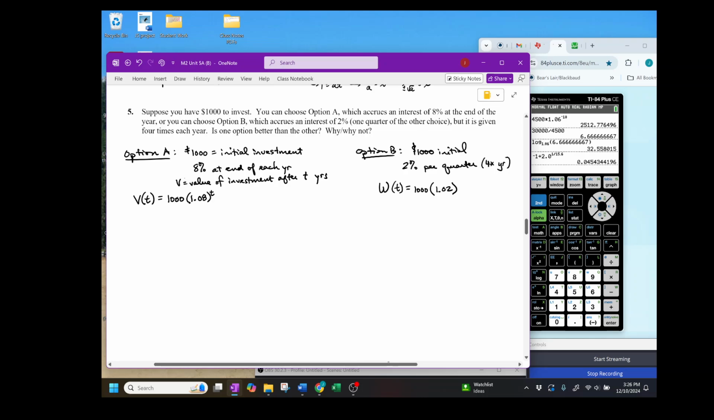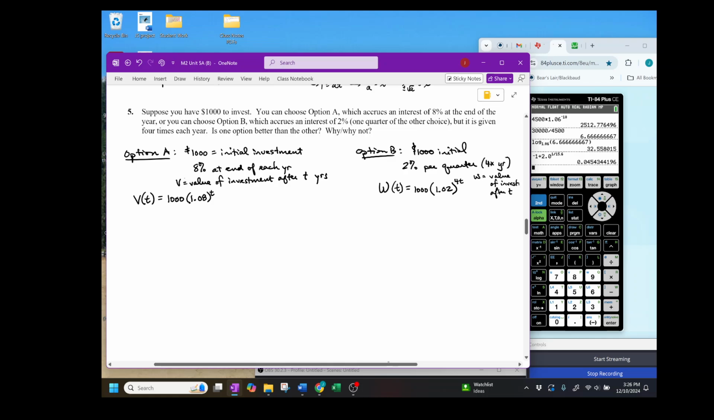Now, if we want T to be the number of years, then we really need this to be, well, if I plug in 1, then it's been compounded 4 times. So I need it to be 4 times T here. Because after 1 year, it's already been compounded 4 times. After 2 years, it's been compounded 8 times. So this fits that where T is years. So W equals value of investment after T years.